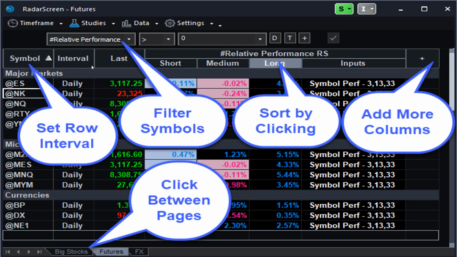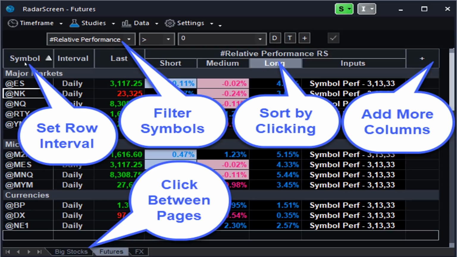To set the interval, we're going to either right click on the symbol column heading. I'll show you this when we get into TradeStation. And there'll be a time frame where we can change the interval for all the symbols. But you can also change the time frame or the interval for an individual row or for a group of rows. So it's all, one, or a group. It can be whatever you want.